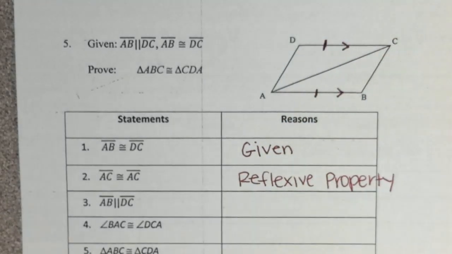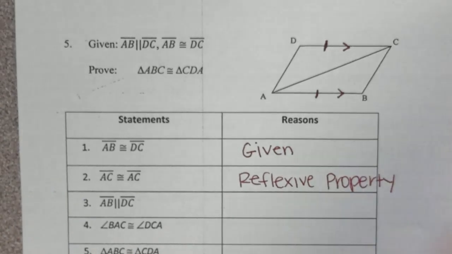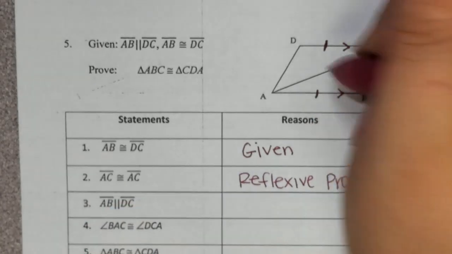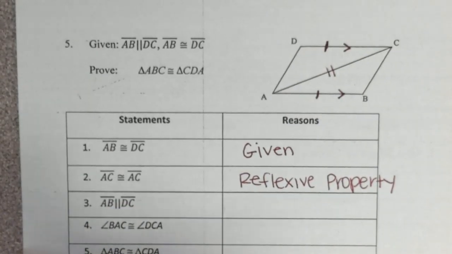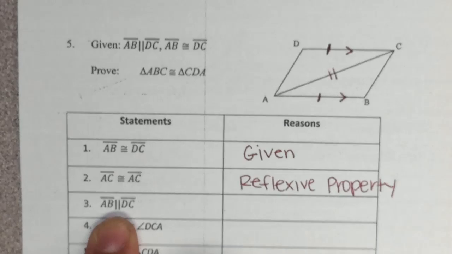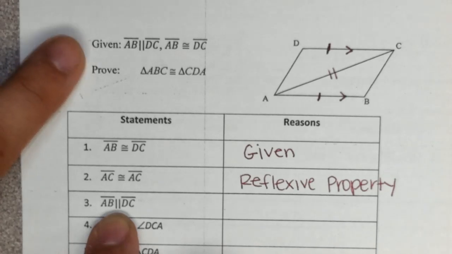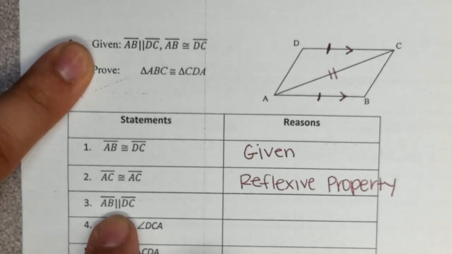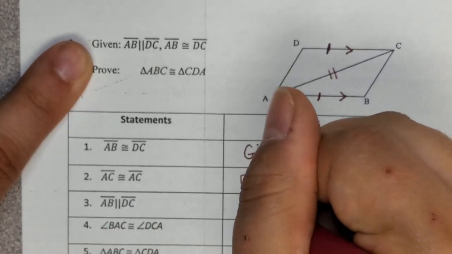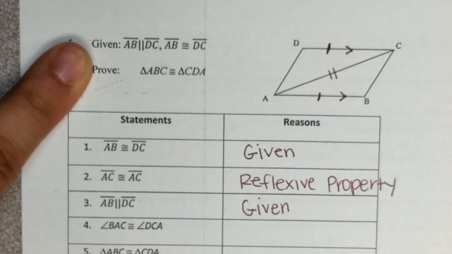And what should I do to my picture right there? What should I do to my picture on AC? Tick marks. AB is parallel to DC. What is that? Parallel. Given. It's my given. We have not done that where given wasn't at the top, right? It is okay to separate your givens and put them wherever you would like.